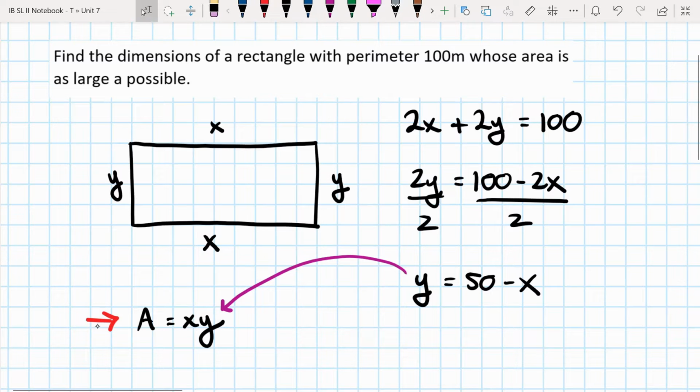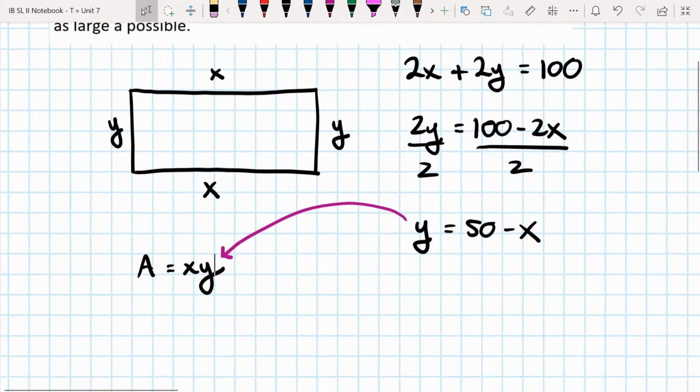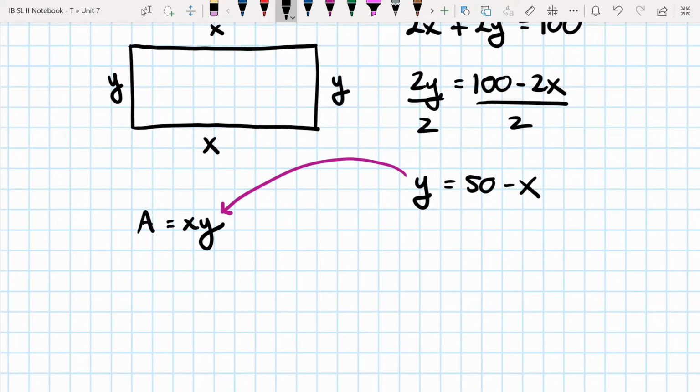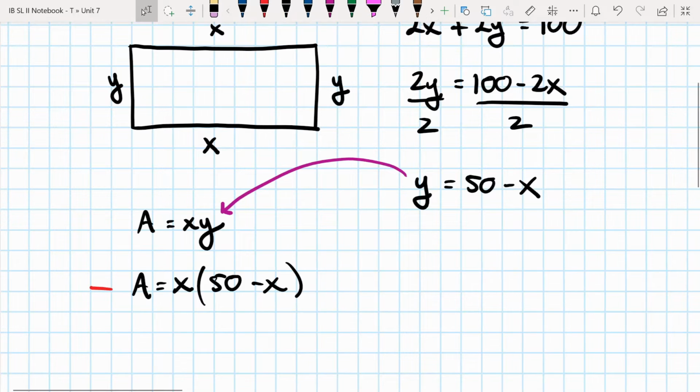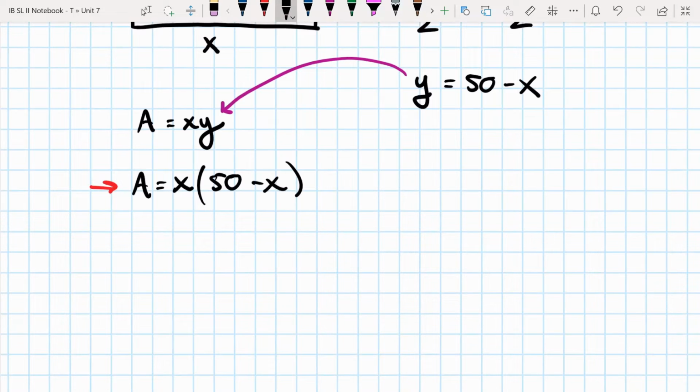So now we have one equation with one variable, and that's going to be the key to solving this question. Instead of writing the area is equal to x times y, the area is equal to x times 50 minus x, because 50 minus x is defined as y. Now this equation represents the area in terms of one variable x, and this is what we're going to optimize. Before we take the derivative, let's distribute the x to both terms. So A is equal to 50x minus x squared.